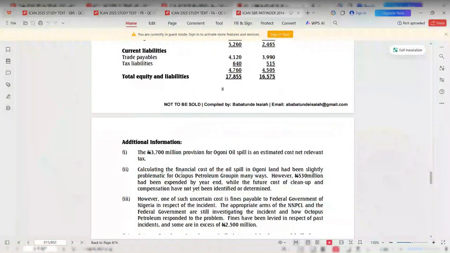Roman figure 2. Calculating the financial cost of the oil spill in Ogoniland had been slightly problematic for Octopus Petroleum Group in many ways. However, 530 million has been expended by year end. The future cost of clean-up and compensation have not yet been identified or determined.